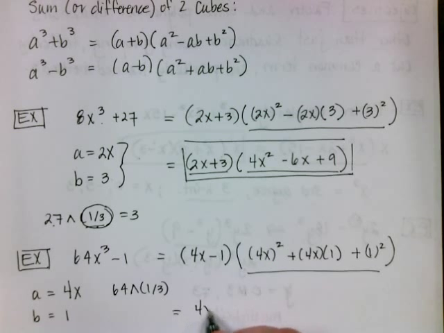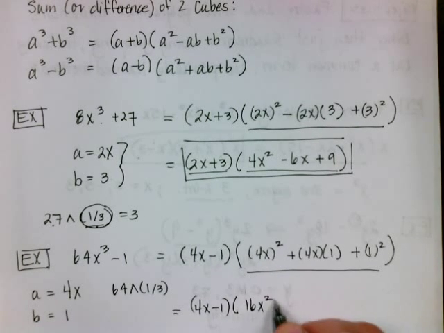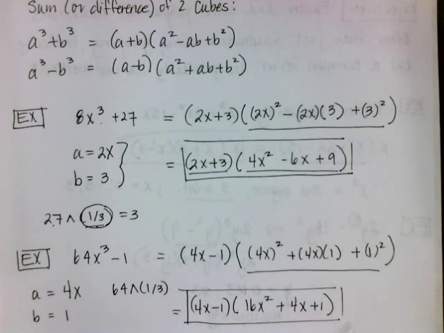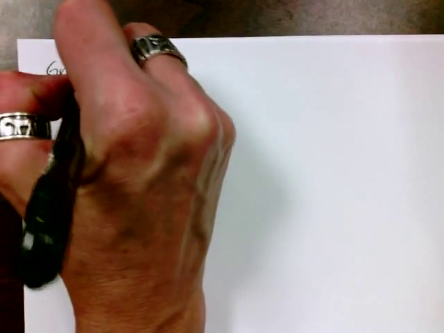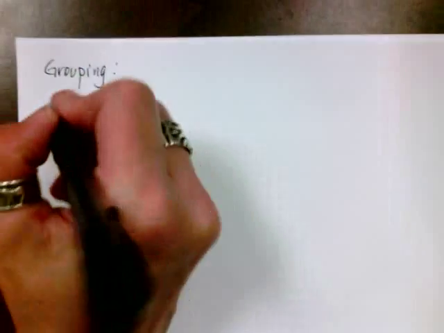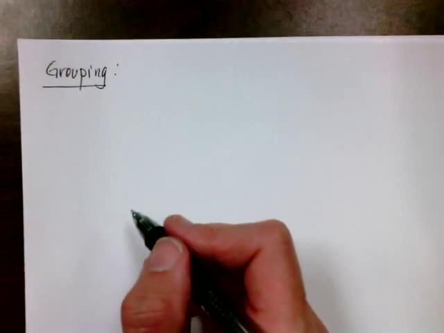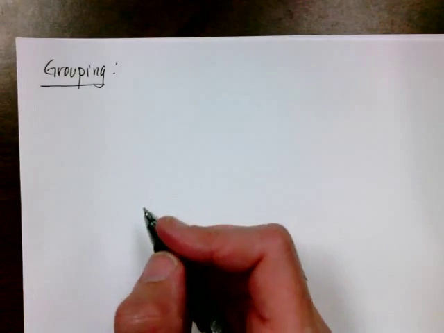So this is going to be 4x minus 1 times 16x squared plus 4x plus 1. And that would be my answer of a cube. Alrighty? Okay, so now let's do another method. So 2 new methods today. This one's called grouping, and it's a little bit different than the AC method, but the result is going to kind of lead to the AC method.